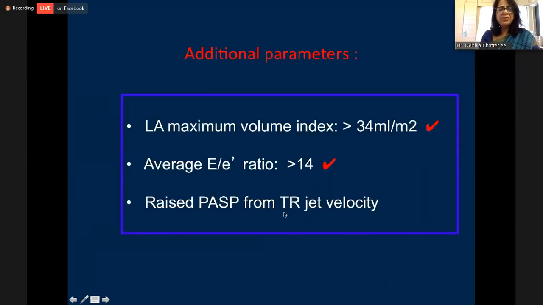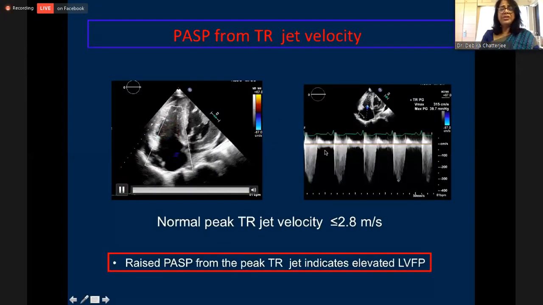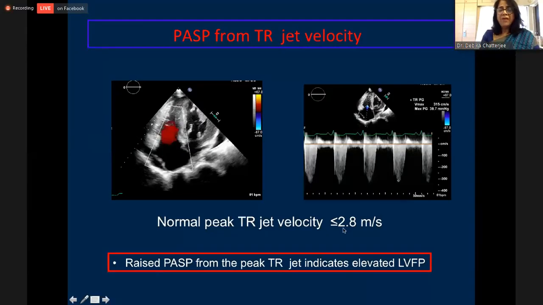So what are those parameters? It's the LA volume index more than 34 ml per square meter, which I have already explained. Average E by E prime more than 14, I have already explained. The third additional parameter is the raised pulmonary arterial systolic pressure from TR Vmax. So we look at the TR jet, and here we get a velocity of 3 meter per second. The normal value is less than 2.8, so it indicates there is raised pulmonary arterial systolic pressure. So it indicates elevated LV filling pressure.